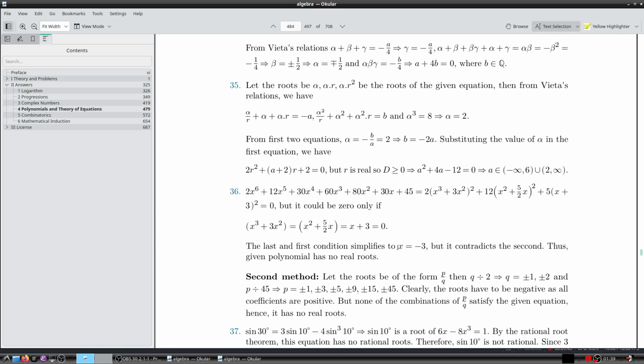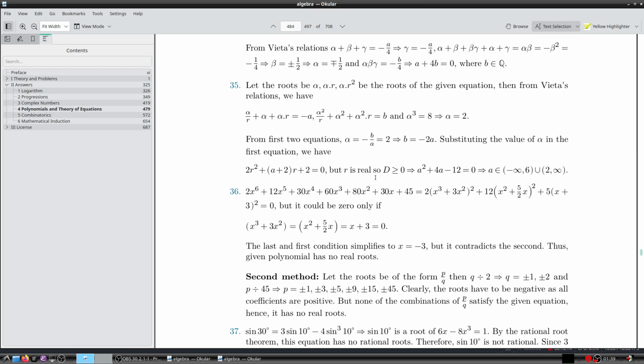The second method is our usual method. We try to find roots of the form p by q. Then q must divide 2, so q is equal to plus minus 1, plus minus 2, and p must divide 45. So p is plus minus 1, plus minus 3, plus minus 5, plus minus 9, plus minus 15, plus minus 45. So all the coefficients are positive, so the root has to be negative, but none of the combinations would satisfy.